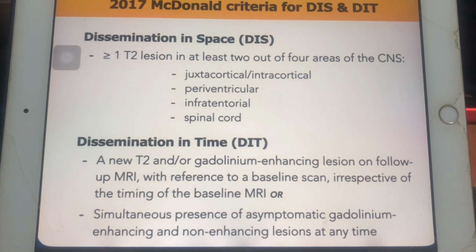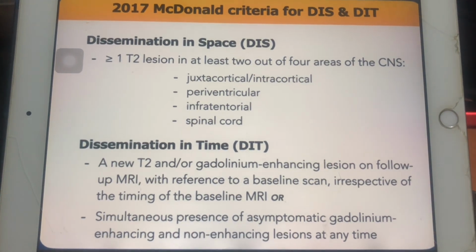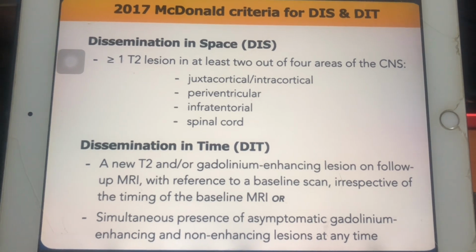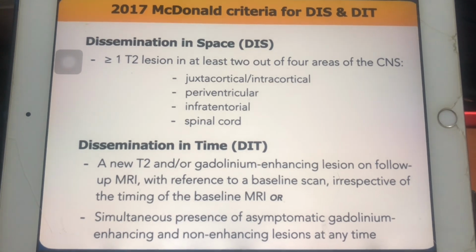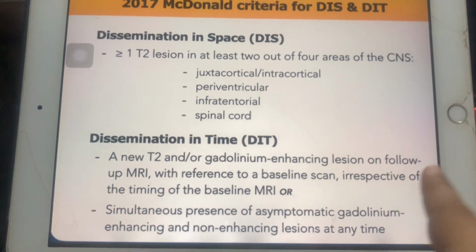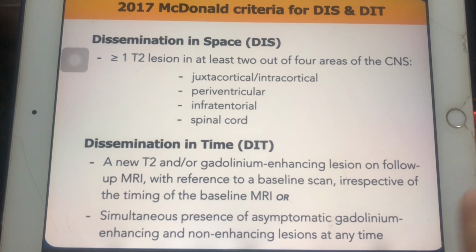Enhancement of an MS lesion usually is there only for 1 month. So if there is a non-enhancing lesion and an enhancing lesion, that means they have occurred at 2 different periods of time. That is how you will demonstrate dissemination in time.